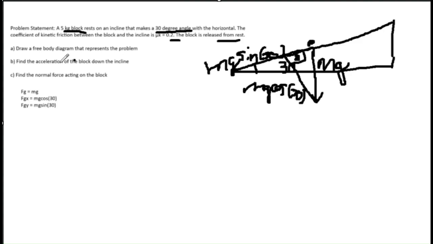Okay, now let's find the frictional force. It mentions that we have a coefficient of 0.2. Now, as you know, we are missing one crucial component to find the frictional force. So let's use the equation. Frictional force is equal to the coefficient times the normal force. Now you might be asking, how do we find the normal force?